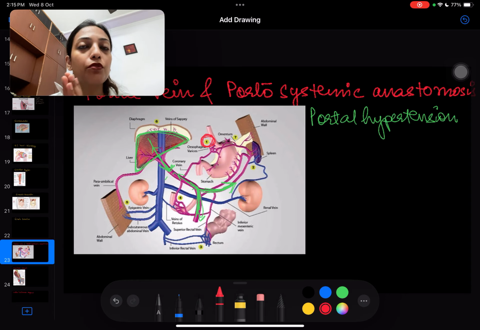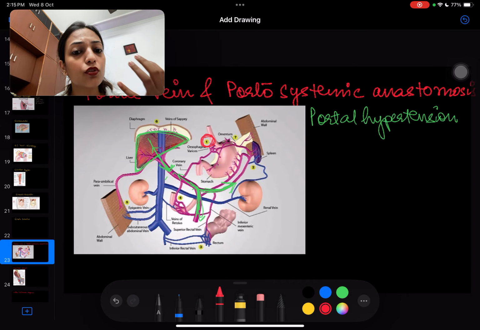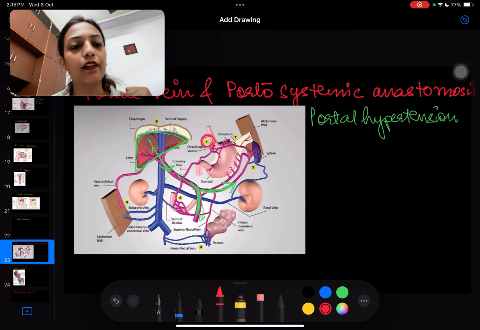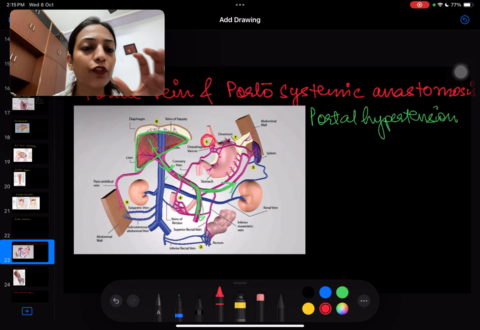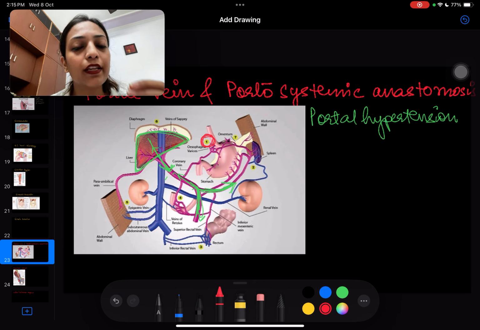hematemesis. So there can be a question like a patient who is looking icteric, who has ascites, and has come with hematemesis. What is the most likely source of bleeding? That will be the esophageal varices. At the level of the lower esophageal sphincter, there are esophageal varices. This is site number 1.